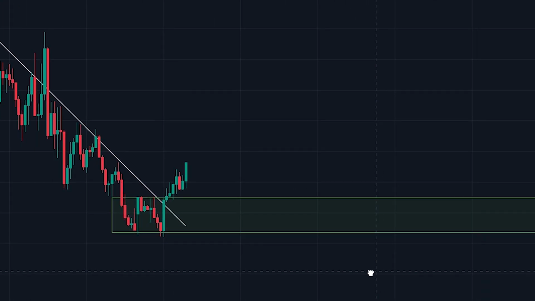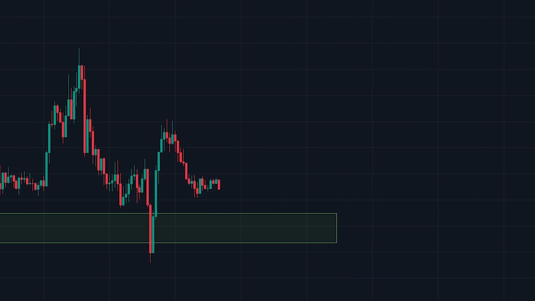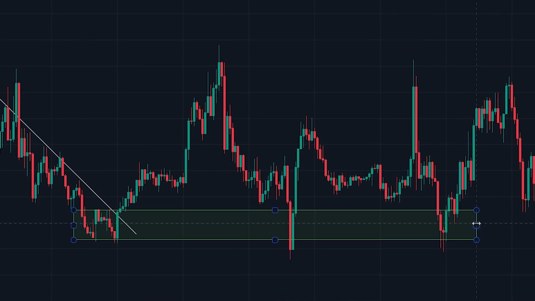Let's take a look and see how the price will react. We can see that the price bounces from this zone multiple times because of the indication that there are a lot of buy orders at that zone.